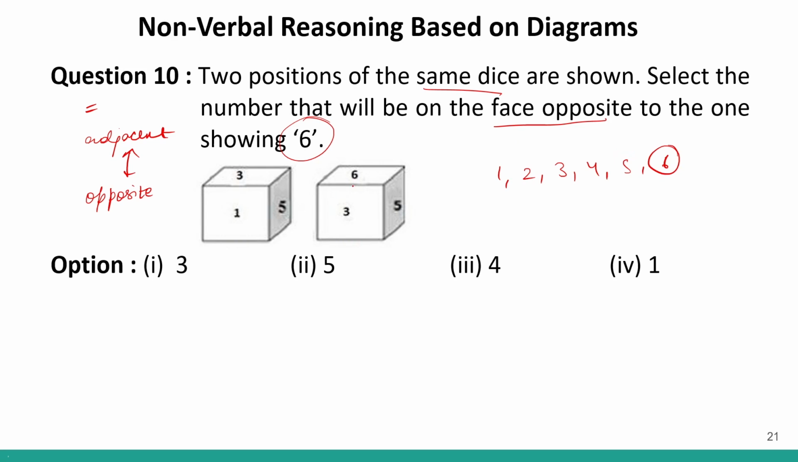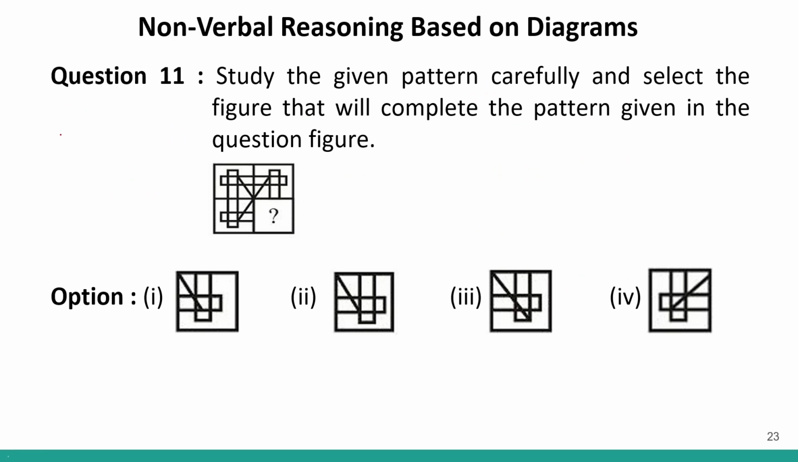Now, over here in this figure 6, 3 and 5 are adjacent to 6. So I can clearly eliminate 3 and 5. And 1 and 5 are adjacent to 3. So if 5 is over here, 1 has to be over here. Correct? 1 has to be over here to be adjacent to 3. So if 1 is here, 1 will be opposite to 6. So 1 and 6 will be opposite. So answer will be option number 4, 1. Clear?